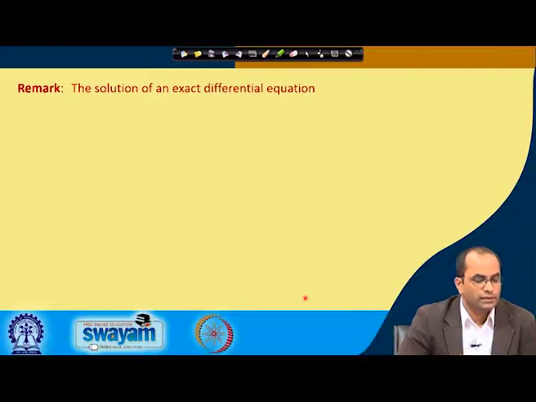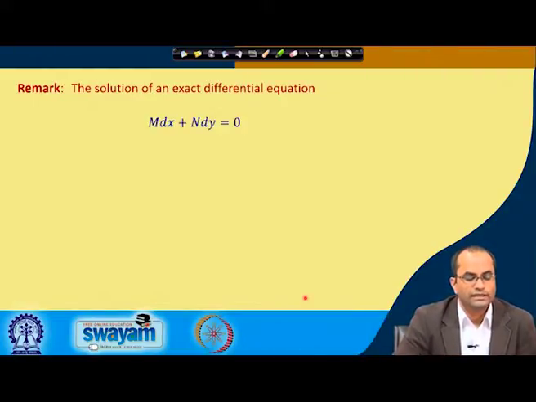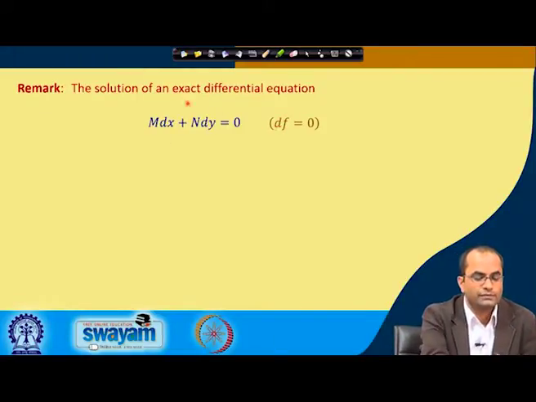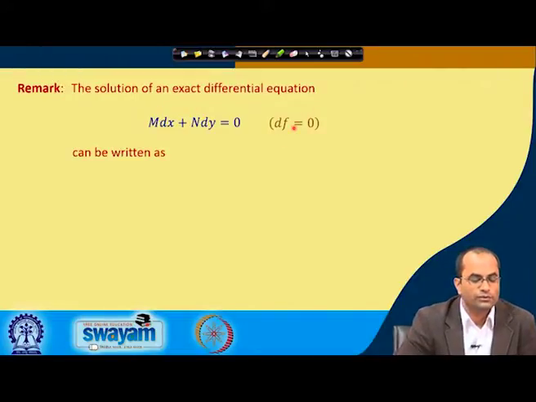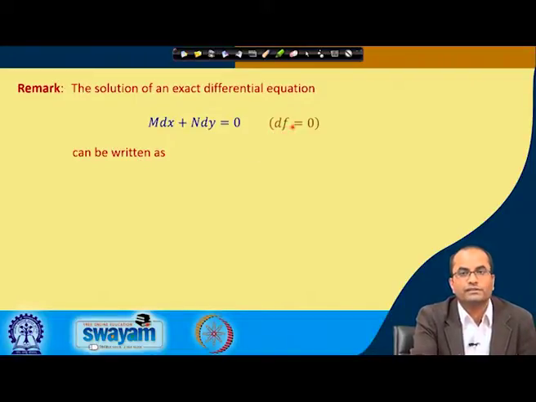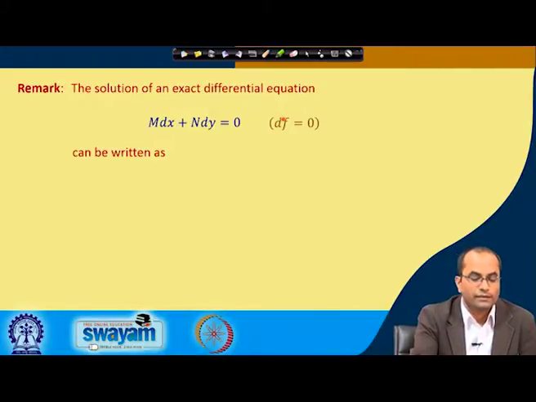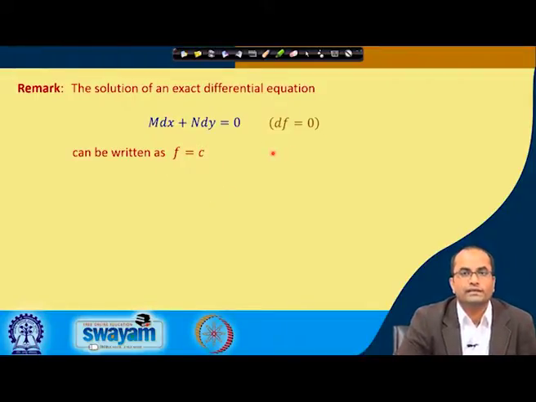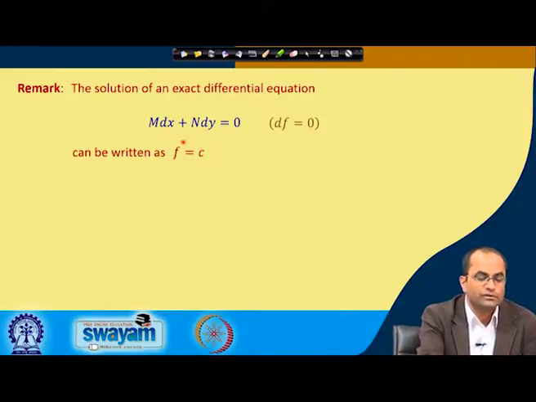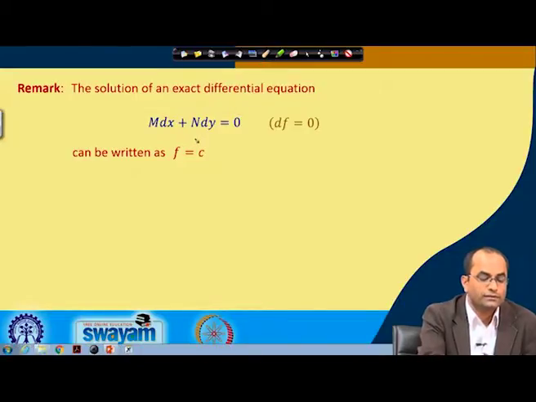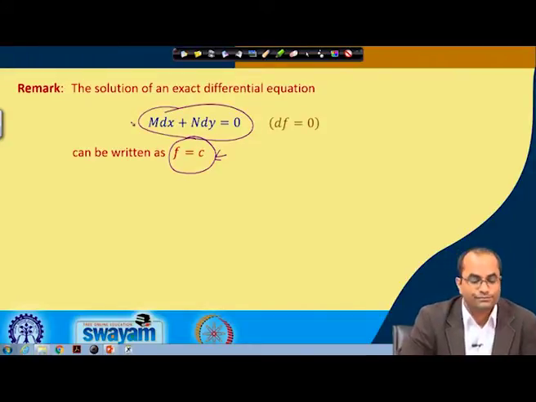Well, just a remark here on the solution of the exact differential equation m dx plus n dy. Once we know that the equation is exact, that means df is equal to 0, because there is a function f whose differential is m dx plus n dy. Meaning df is equal to 0, and the solution we can then write down in terms of f: f is a constant, because the differential of this function is 0. So, f is equal to c. From the equation df equal to 0, we get that f is equal to c. That is the relation we are looking for, and this is the solution of this exact differential equation.